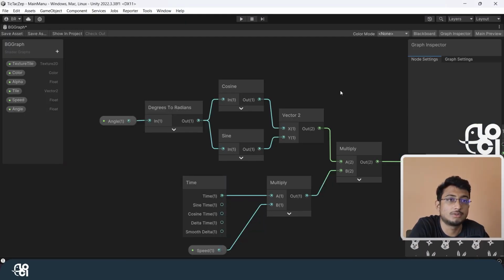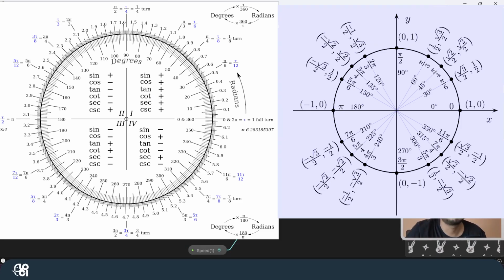Here is the shader graph which I created for this animation. To control the scrolling direction of the texture, we need to convert an angle in degrees into a 2D vector. This allows us to determine the direction in which the background pattern will scroll. To achieve this, we use trigonometric functions like cosine and sine to map the angle to a corresponding point on the unit circle. A unit circle is a circle with a radius of 1. This unit circle is really important when it comes to directions in game development.